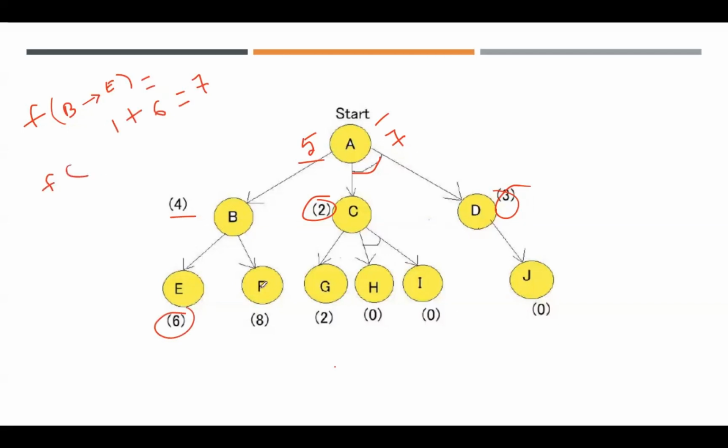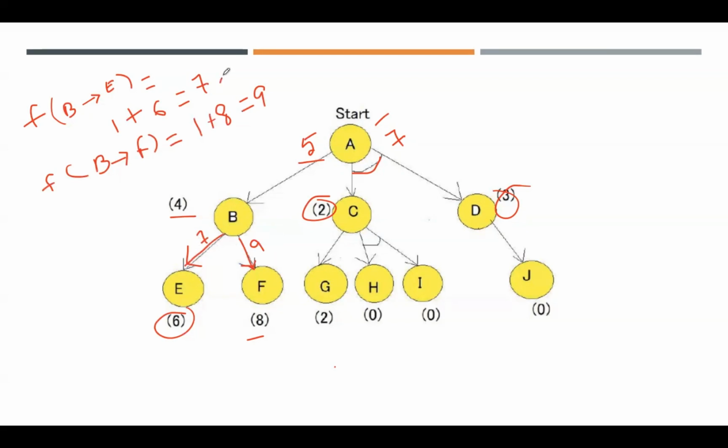F of B to F is equal to, again, G of F is 1 and H of F is 8. So it gives you 9. So among these two paths, this one is 7 and this path is 9. So find out the one with minimum cost, that is B to E.